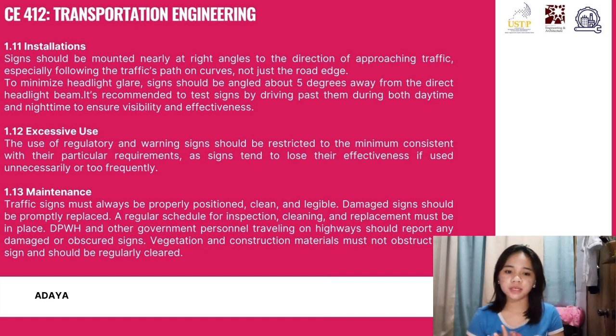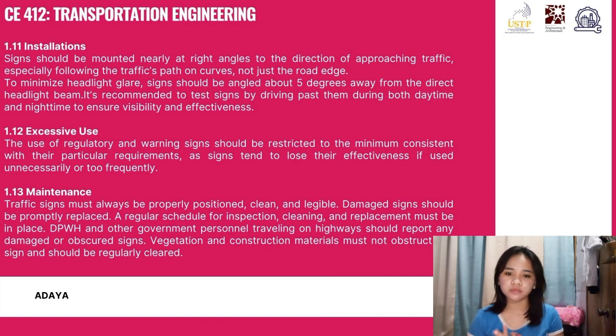So to minimize the headlights from shining too brightly on road signs and making them hard to read, the sign should be turned slightly, about 5 degrees. So this helps reduce glare. So it's also a good idea to check how the sign looks during the day and at night by driving past them to make sure they are easy to see.